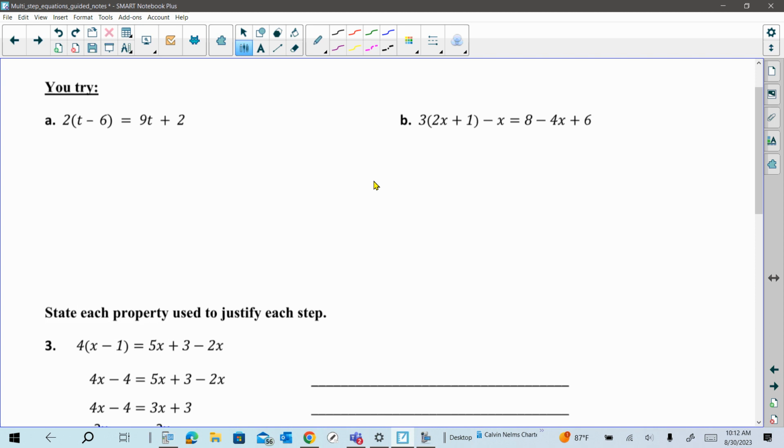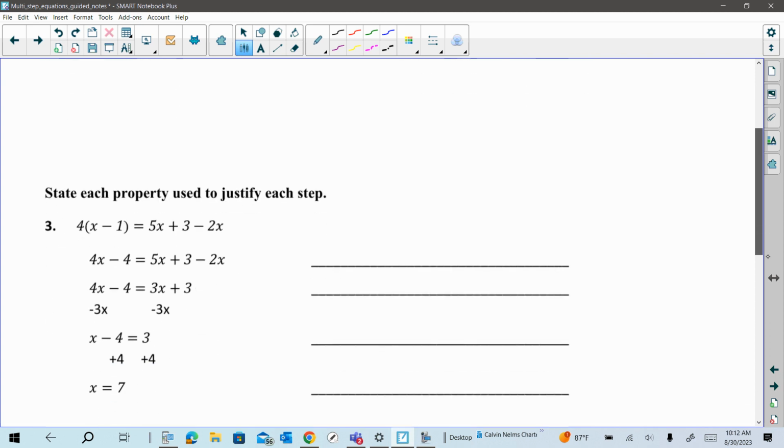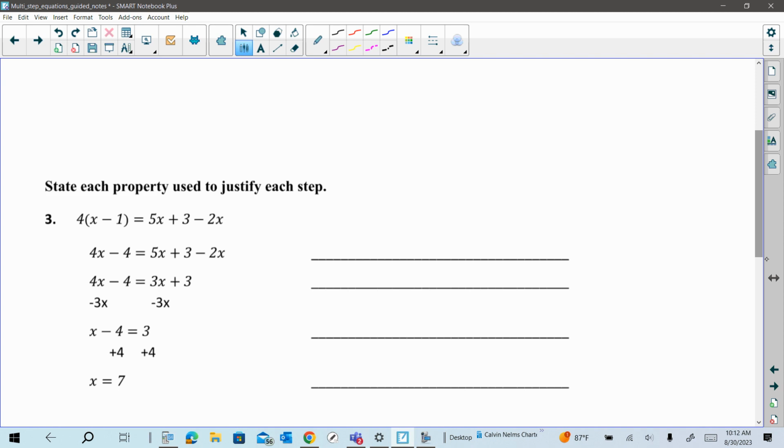Yeah, on the back, you try, and then the property is just the step you used. Okay, so for example here, the first step you would need to use is distribute. Hopefully the next step you see is combine like terms. That's what they already worked out. You're just trying to identify the step they did to solve it.